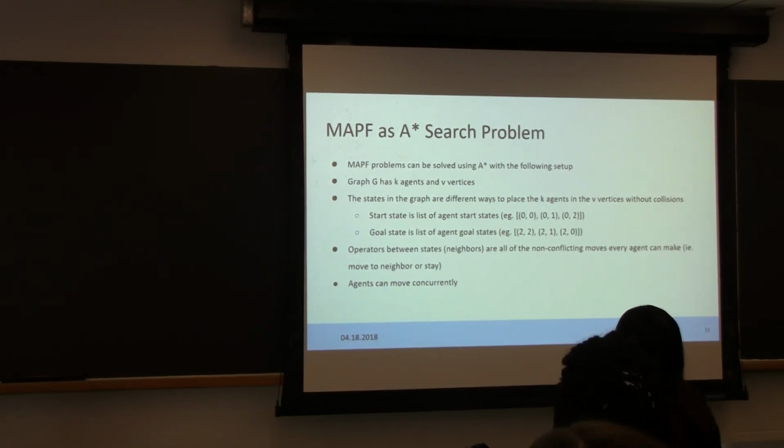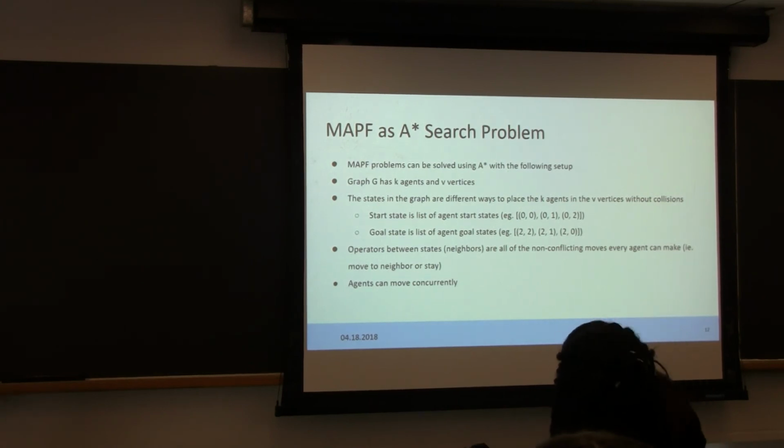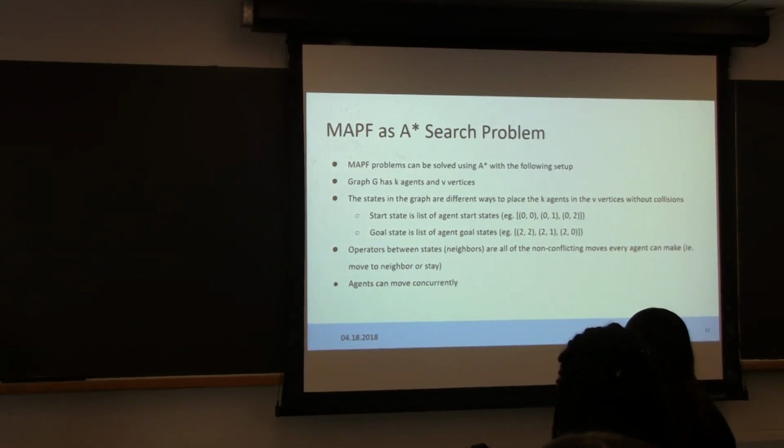And the way to calculate neighbors is all of the possible lists that can be formed from each of these agents moving to either adjacent vertices or staying the same. So that's a very large number of possible lists that can be formed. So there's a lot of neighbors at any point in time. We'll go a little bit more into detail about how that works. The other thing to keep in mind is that agents can move concurrently, so it's not like we're having one agent move at every time step. They're all moving at the same time.